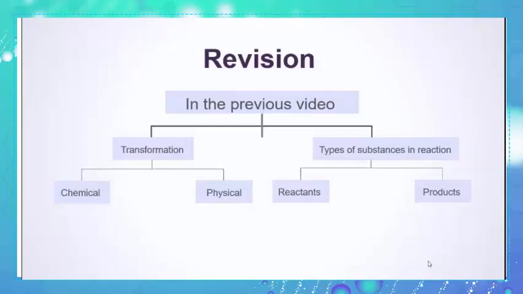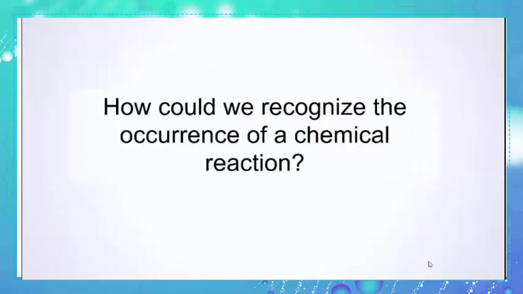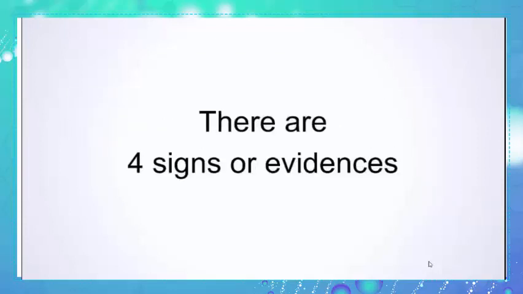And in a chemical reaction, we have two types of substances. The reactants, that are the substances at the beginning of the chemical reaction, and the products are the substances produced during a reaction. But how could we know that there is a chemical reaction? Well, there are 4 signs or evidences of a chemical reaction. Now, let's discover the first sign.